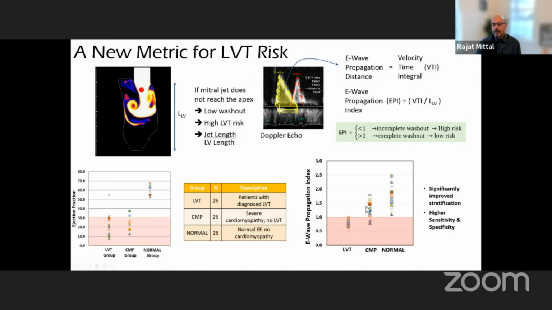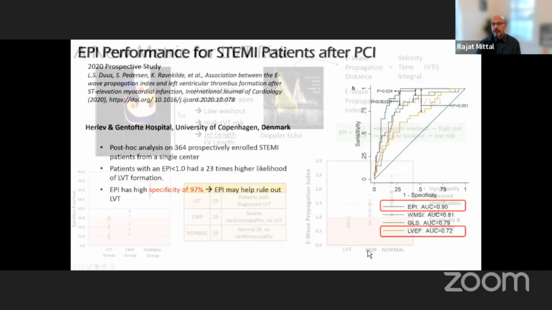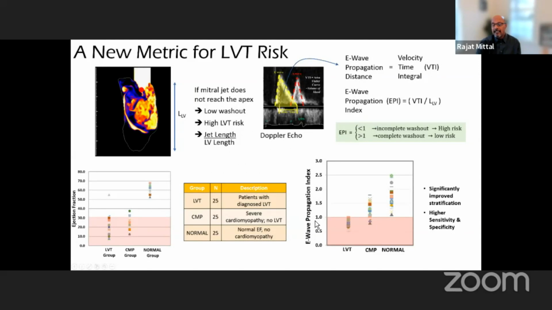And then this group, which is a group of patients who had compromised hearts but no left ventricular thrombosis, the vast majority of them had an EPI greater than 1. So basically, the E-wave propagation index is a much, much better metric for stratifying the risk of left ventricular thrombus formation in patients.